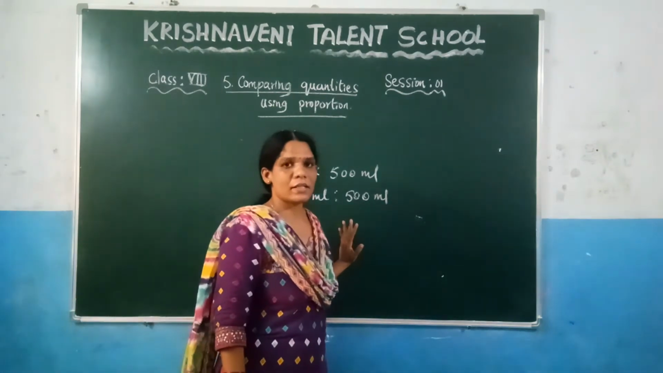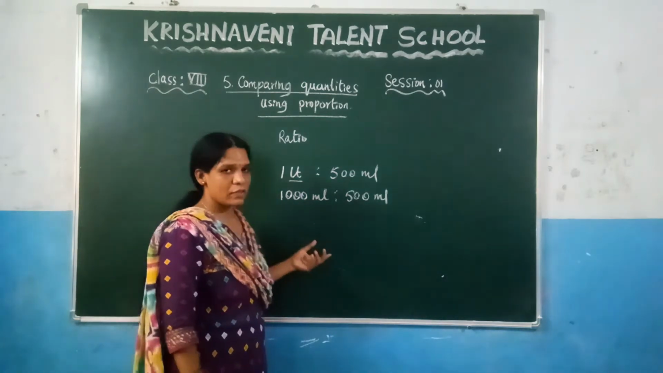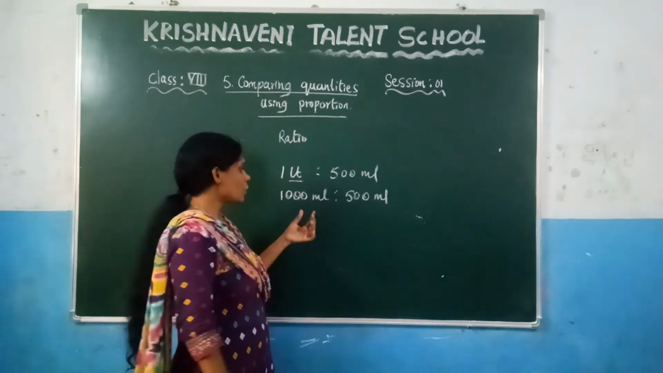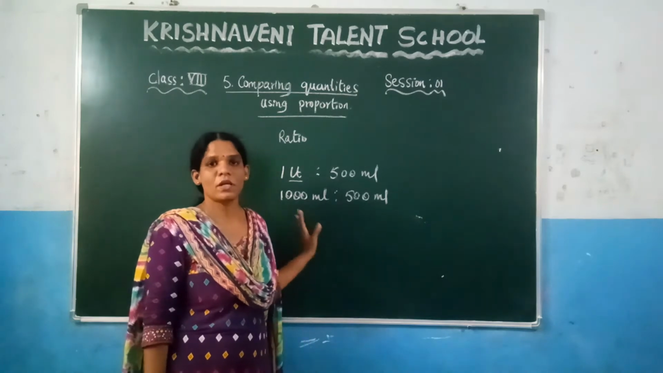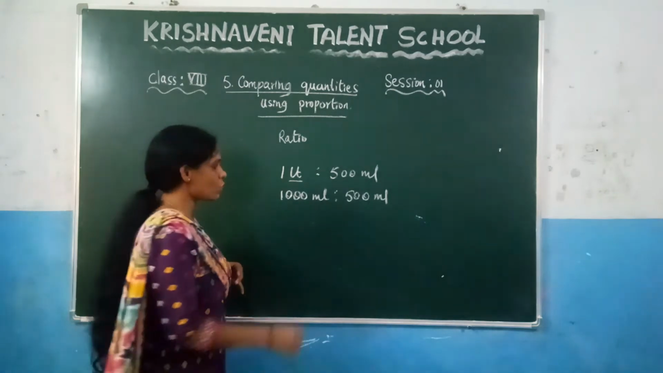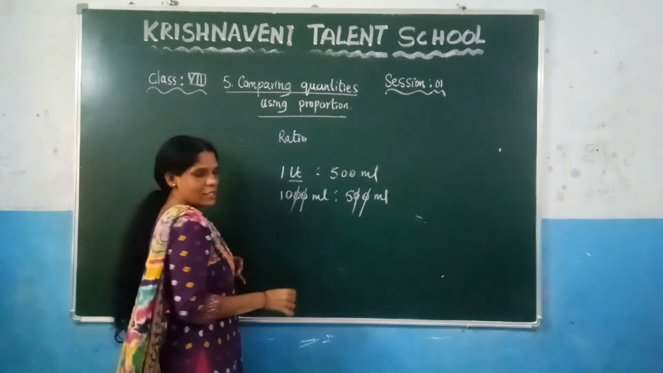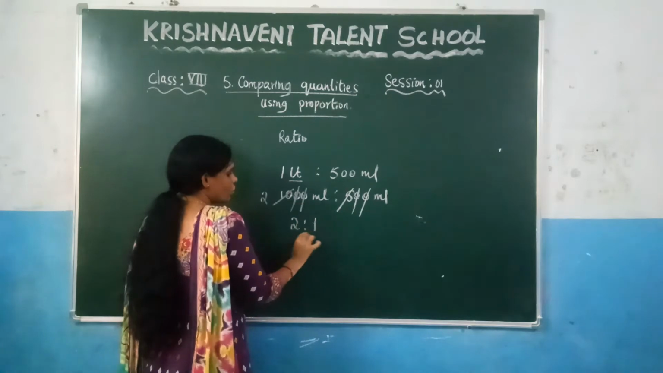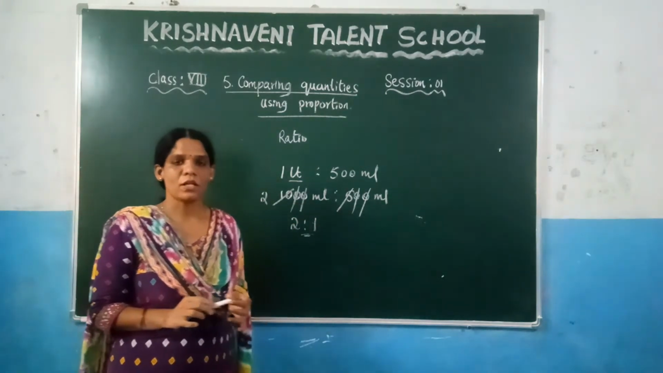Now you can take the ratio of these two quantities. So we can define the ratio as the ordered comparison. Ordered comparison means you need to see whether the units are the same or not. If the units are not the same, you have to change the units so that you can find the ratio of the given quantities. So what is the ratio here? The zeros get cancelled, and 5 ones are 5 and 5 twos are 10. So the ratio is 2 is to 1. Like that you need to calculate the ratio of the given quantities.